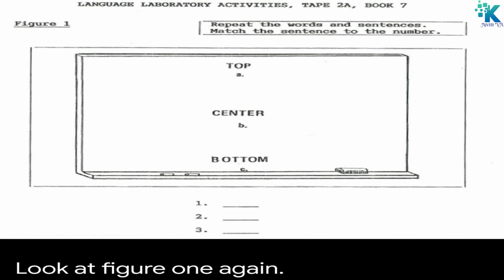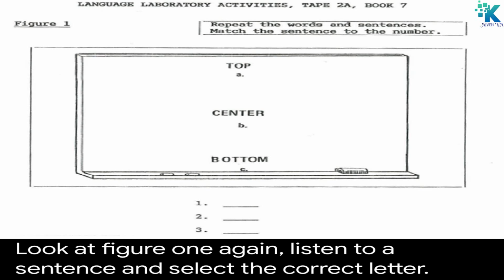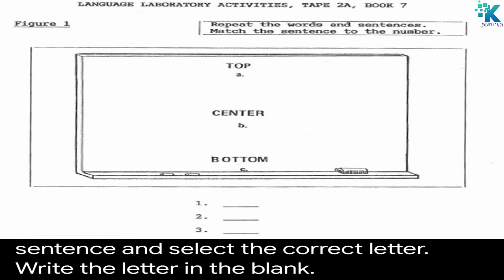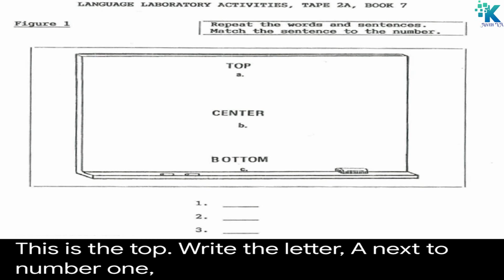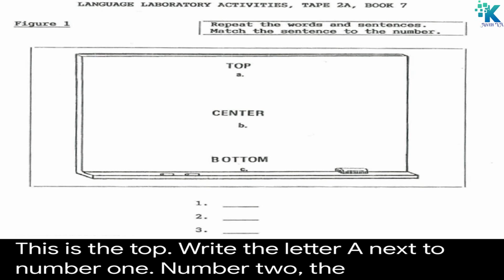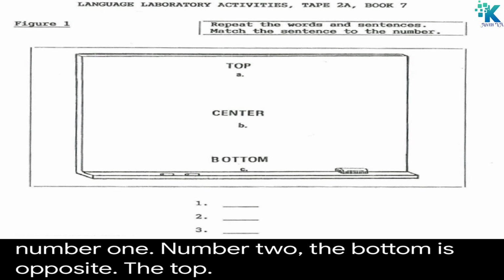Look at Figure 1 again. Listen to a sentence and select the correct letter. Write the letter in the blank. Number 1. This is the top. Write the letter A next to number 1. Number 2. The bottom is opposite the top. Number 3. This is the center.